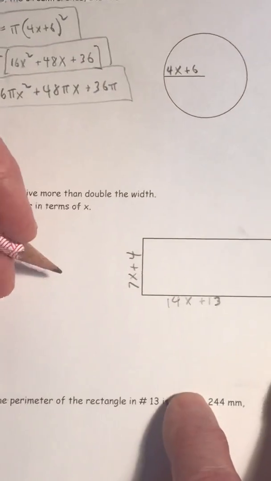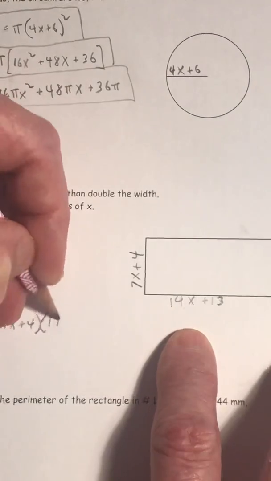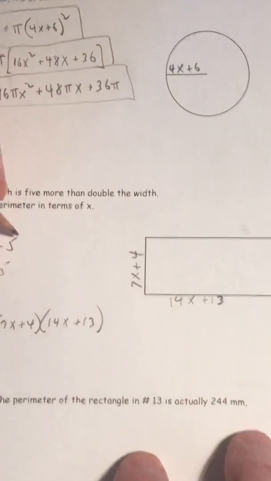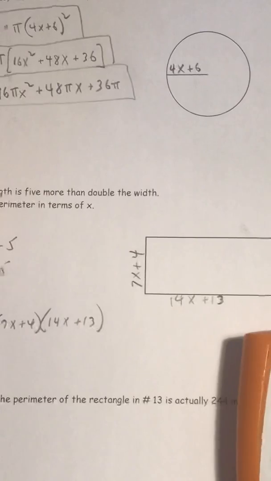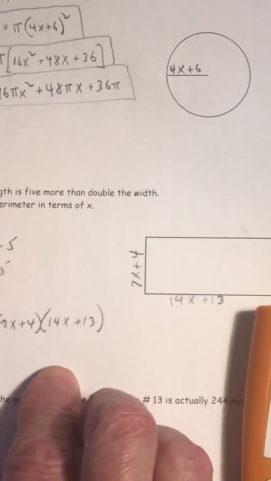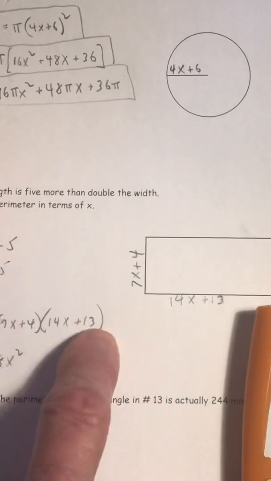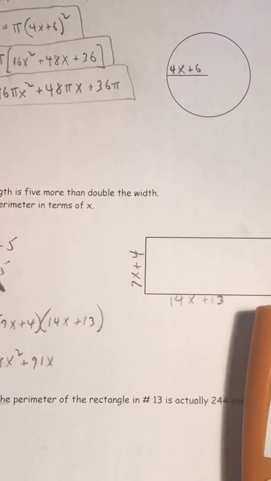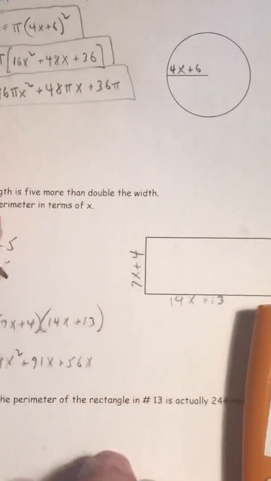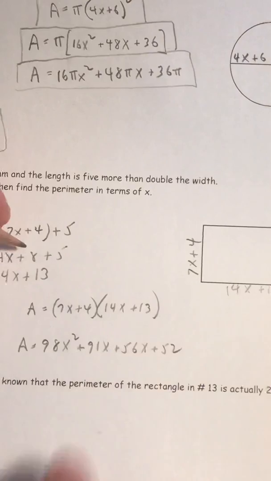So what's the area? The area would be 7x plus 4 times 14x plus 13, width times length. And if we multiply that out, if you really want to multiply that out, 7x times 14x, 7 times 14, that's 98x squared. And then 7 times 13, that would be 91x. And then 4 times 14, that's 56, right? That's 56x. And 4 times 13, 52. There it is before we collect like terms in the middle. 91 plus 56, that's 147.